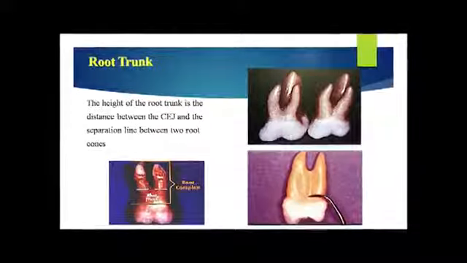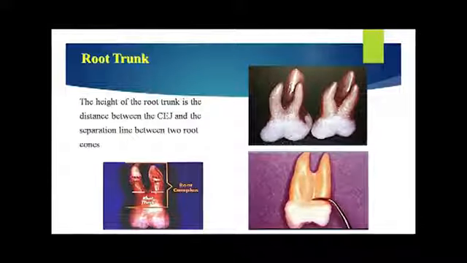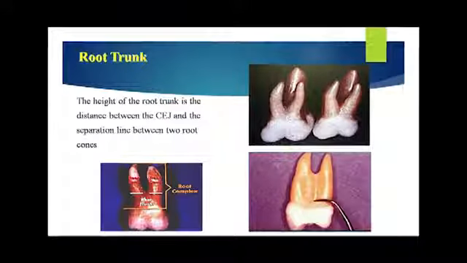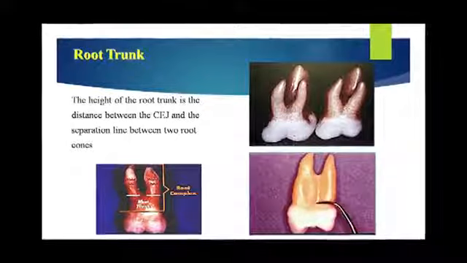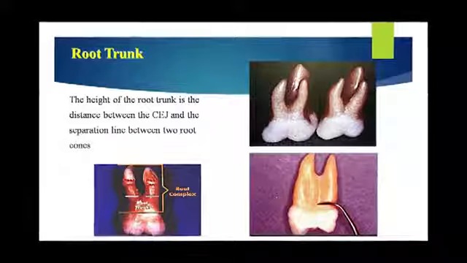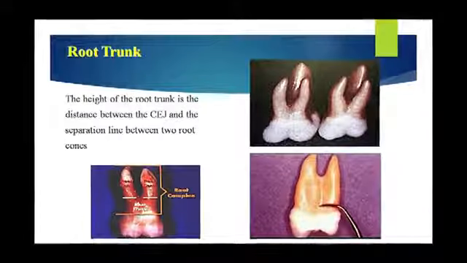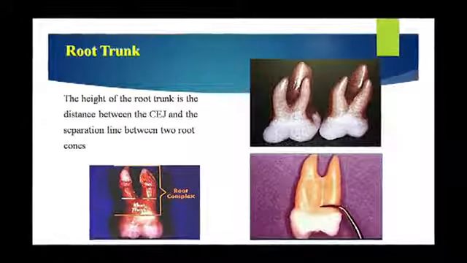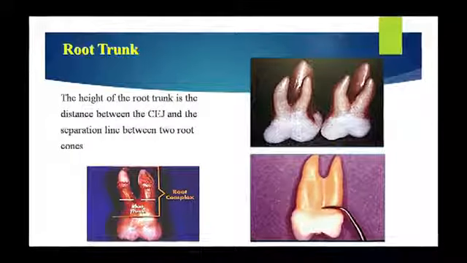When we talk about the root trunk, the whole aspect of the root from the CEJ downwards is what we call a root complex. The root trunk is the undivided part of the root. Then the root cones are the individual representatives of the root. So sometimes the exposure of the furcation is not necessarily a measure of how much clinical attachment loss you've had, but how short or long the trunk is.